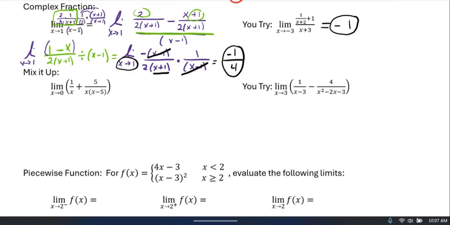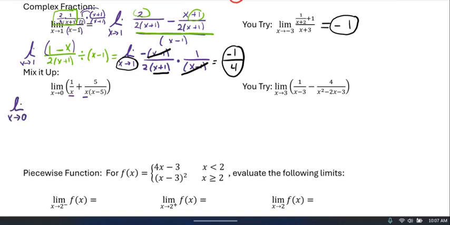Let's take a look at this last one, which I'm calling mix it up, which means there might be a combination of things going on. On this one, I noticed that there are 2 fractions, so I'm thinking we probably need a common denominator. They do have a common factor of x, so I just need to take this first fraction, 1 over x, and multiply it by x minus 5 over x minus 5, and I should get a common denominator.